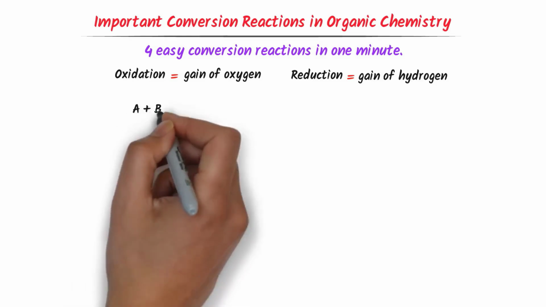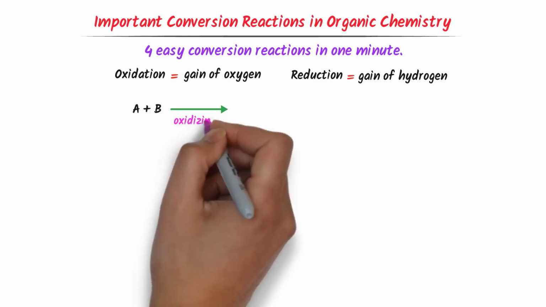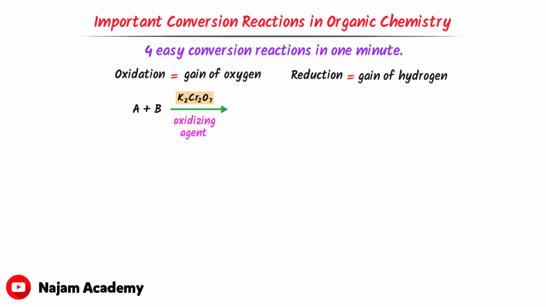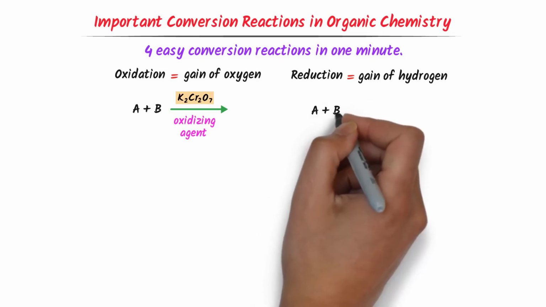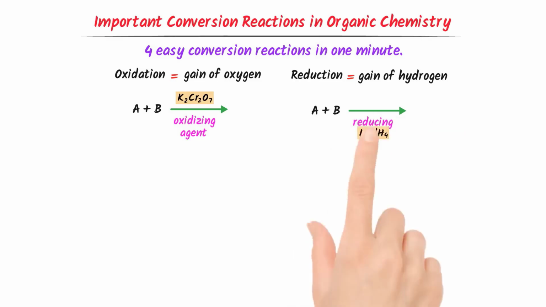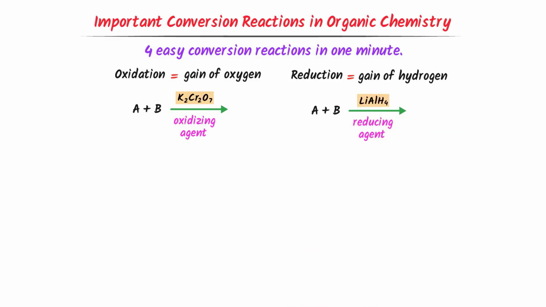Whenever we oxidize any reaction, we add an oxidizing agent to it, like potassium dichromate. It will oxidize the reactants. Secondly, whenever we reduce any reaction, we add a reducing agent to it, like lithium aluminium hydride. It will reduce the reactants.